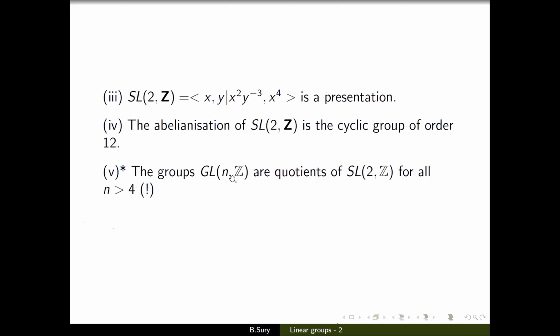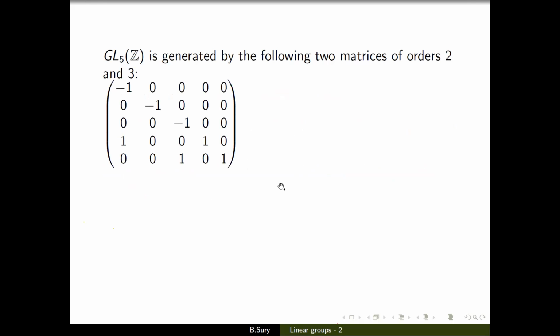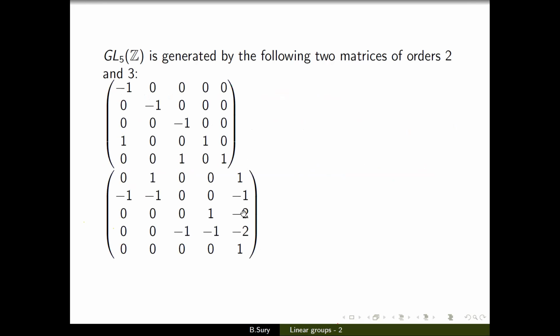I just mentioned this fact, which is a very interesting fact, because it looks like it should be wrong, right? A big group being a quotient of a smaller group. And just to give an example, GL5Z, let me give explicitly, here are two elements which generate it, okay? In fact, in the case of GL5Z, you can even determine all the possible generators of order 2 and 3 up to conjugacy.